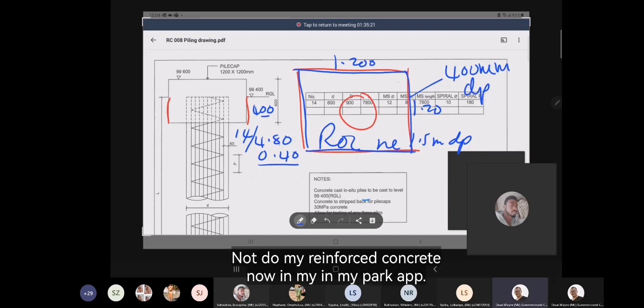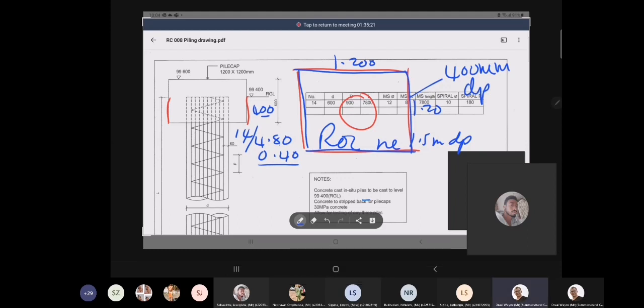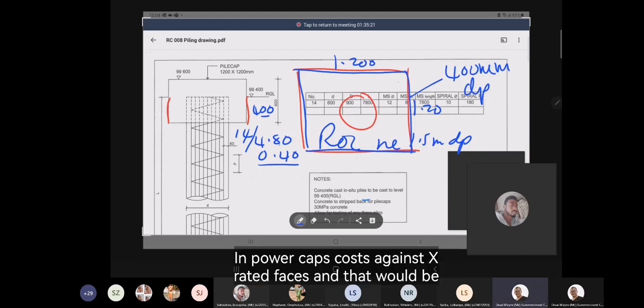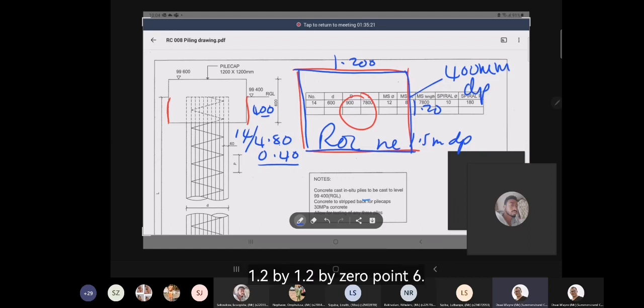Now do my reinforced concrete now in my pile cap. So reinforced concrete 30 MPa, 19 millimeter stone in pile caps cast against excavated faces, and that would be 1.2 by 1.2 by 0.6. My volume there.